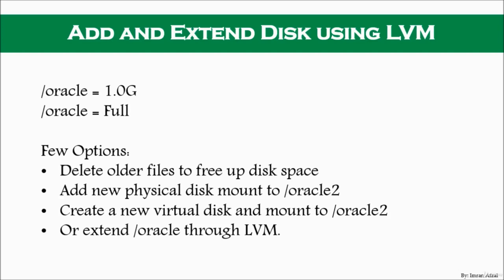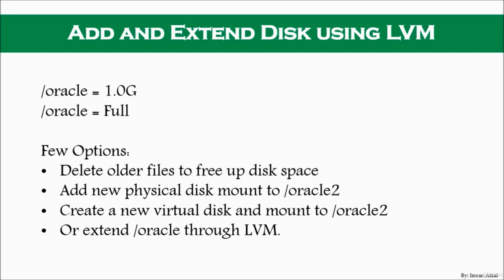So no matter how many disks you attach, external disk or internal disk, it doesn't really matter. All you have to do is create a partition of that disk and then attach that disk within the same group that you created for the slash Oracle mount point. Now, how does it work? Let's get into our Linux machine and we'll find out.